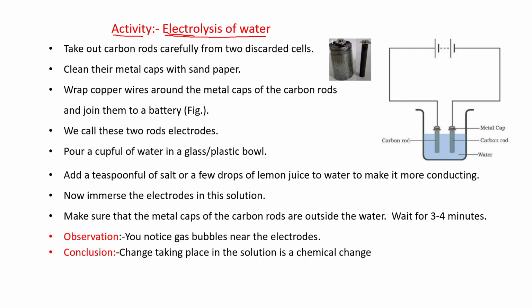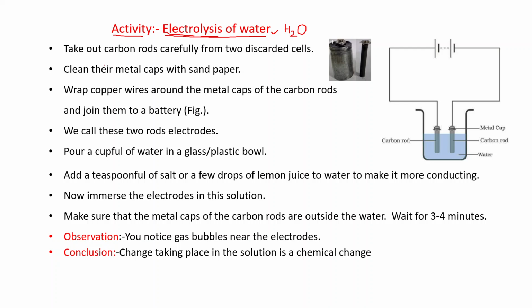Actually, electro means electricity and lysis means breakdown. When we pass electricity and any substance breaks down, that is called electrolysis. In this activity, we will pass electricity through water and the water will break down. How? Water is composed of hydrogen and oxygen, and its formula is H2O. When we pass electricity, it will dissociate into hydrogen and oxygen.